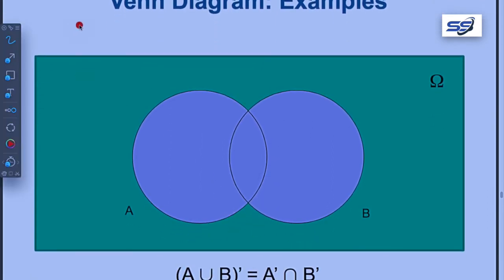it should be green color. Here is a Venn diagram example. See, here the big box is the universal set. This is the symbol of the universal set. A is denoted for the first circle, B is denoted for the second circle. Now A union B complement is equal to A complement intersection B complement. In this way both sets are the same.